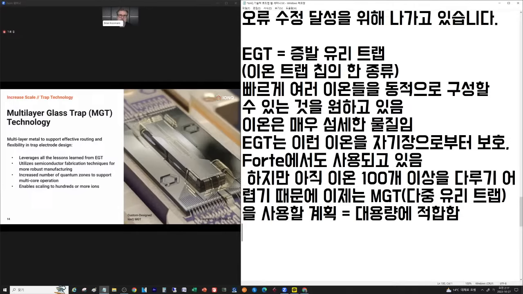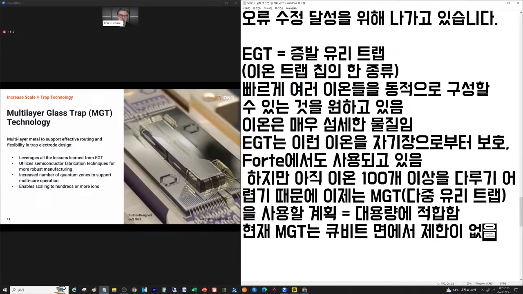Right now, we do not believe that MGT has any fundamental limit to the number of quantum zones that we can support, because we can simply add more routing layers to be able to drive the necessary electrode configurations. It's also right now in a third generation of development, and it's going to be what we'll be trying to push for in use on AQ64.